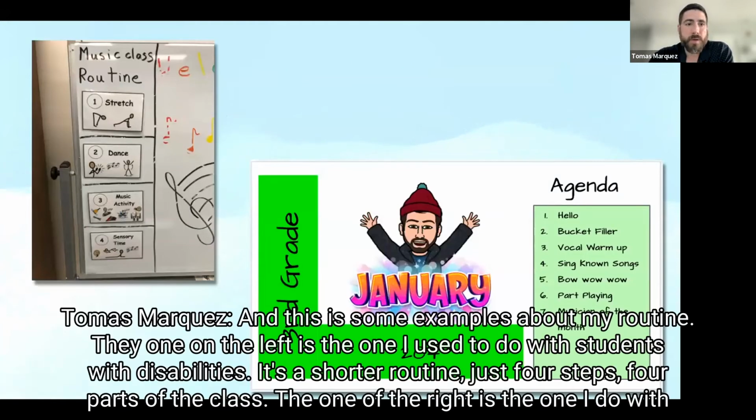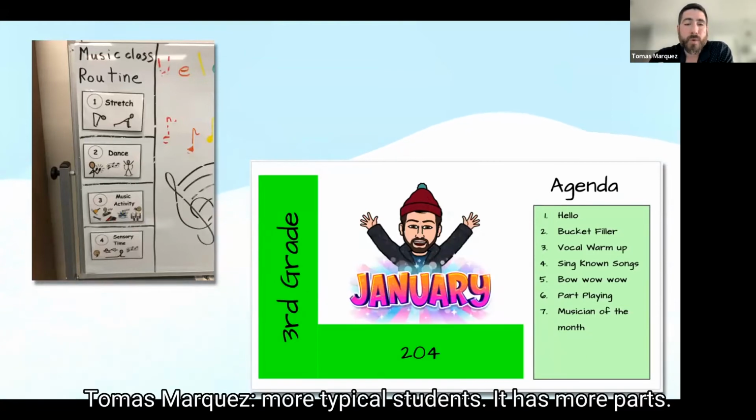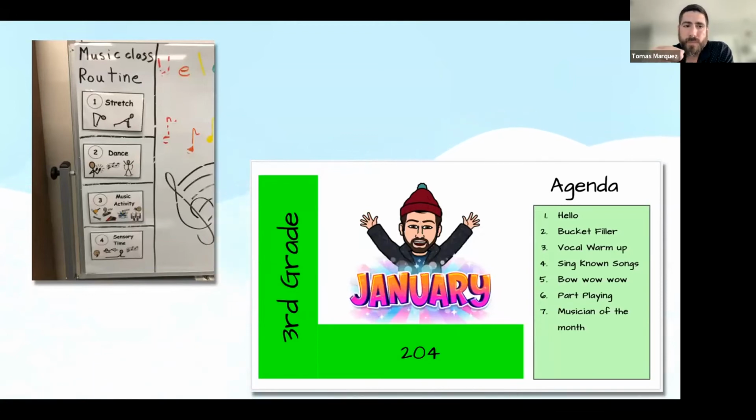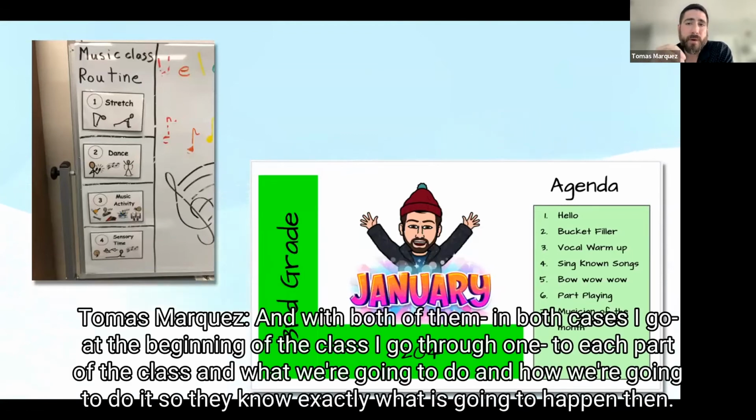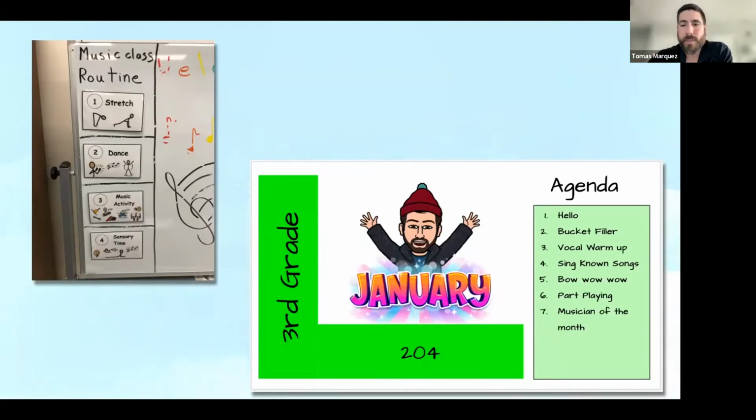And these are some examples of my routine. The one on the left is the one I use with students with disability. It's a shorter routine, just 4 steps, 4 parts of the class. The one on the right is the one I do with more typical students. It has more parts. And in both cases, at the beginning of the class, I go through each part of the class and what we're going to do and how we're going to do it, so they know exactly what is going to happen that day.